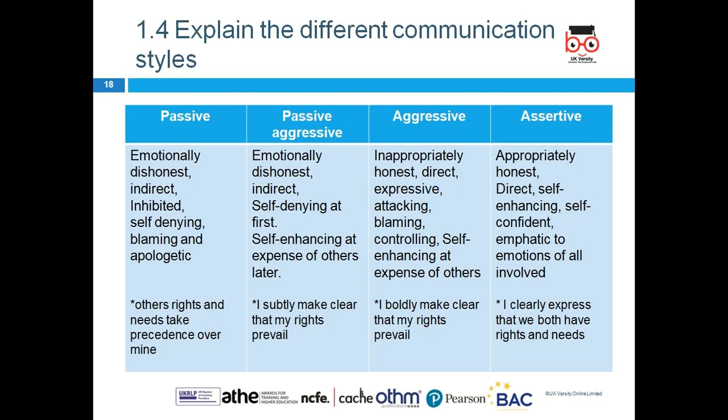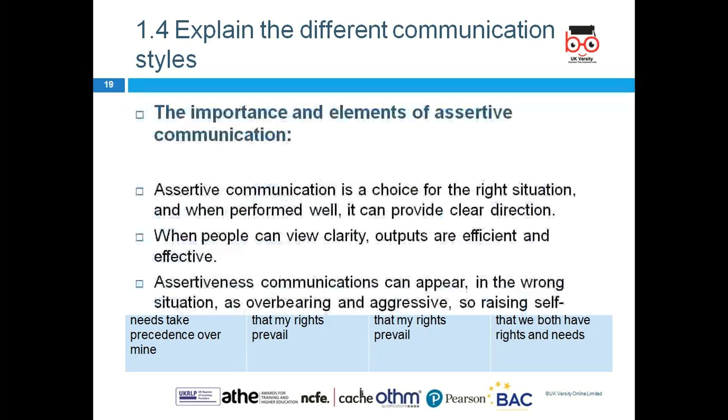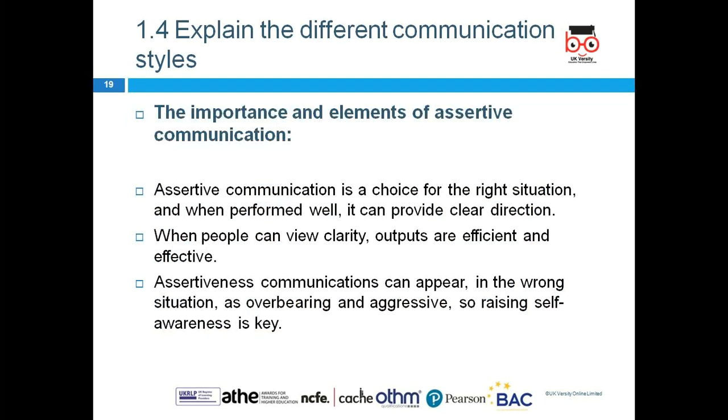And then we have an assertive person. Now, they're appropriately honest. So they can be honest, but they're not being rude or bad-mannered. They can be direct. They can self-enhance, but they're not really going to walk over someone just to get to where they want to. They're self-confident, and they're empathetic to all emotions. So they can feel if you're upset, and they will empathize with you. If you're happy, they'll empathize with you. An assertive person will say that, yeah, I understand that I have rights and you have rights. We both have rights here. And then we just covered the important elements of assertive communication.